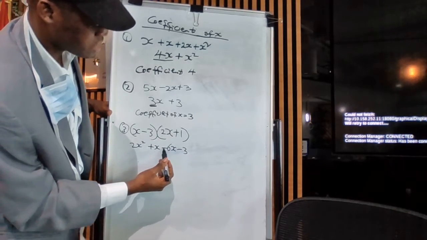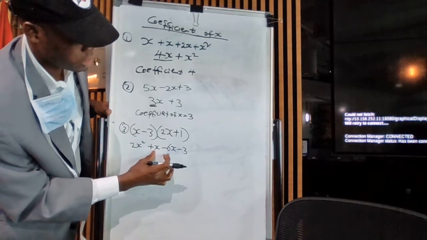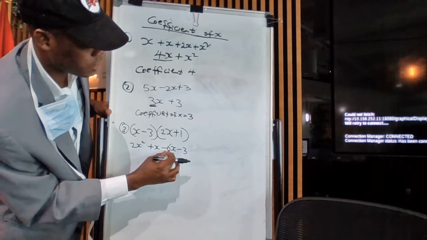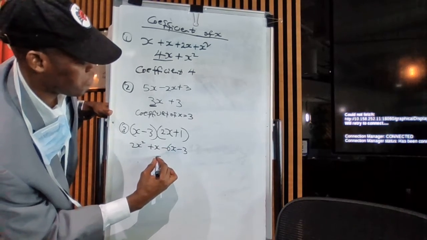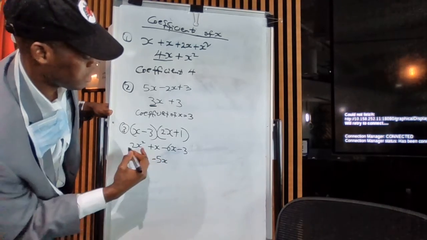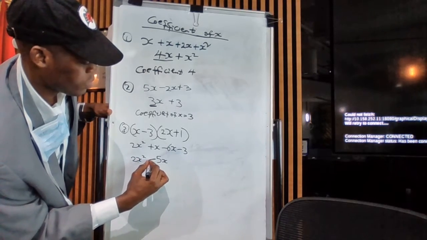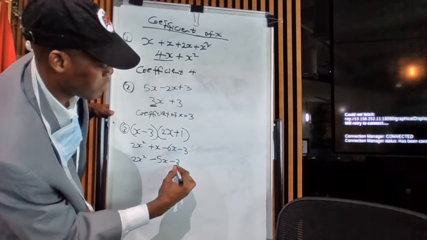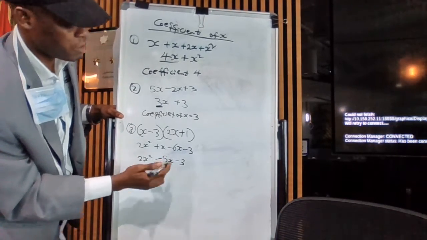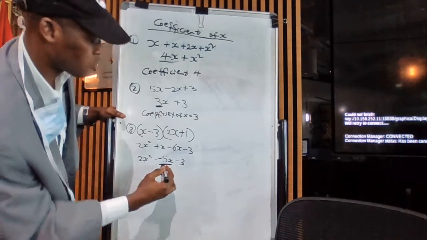So plus s and minus 6s. The coefficient of s here is 1. The coefficient of s here is minus 6. That is 1 minus 6. It gives us minus 5s. Don't forget, we still have 2s squared here. Then minus 3. So the coefficient of s now is minus 5 only. This is the coefficient of s they asked us to find.